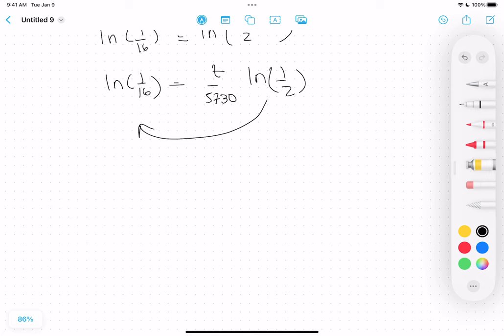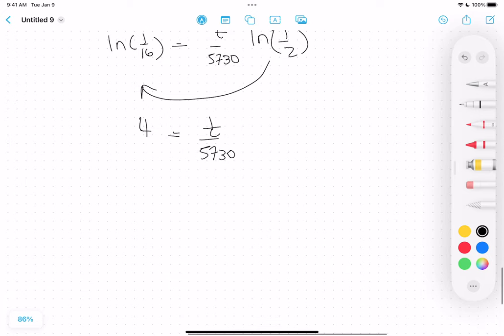And I think once you do that, you should get 4 on the left-hand side here, and that's equal to t over 5,730. And then you can just solve for that. So the same thing.